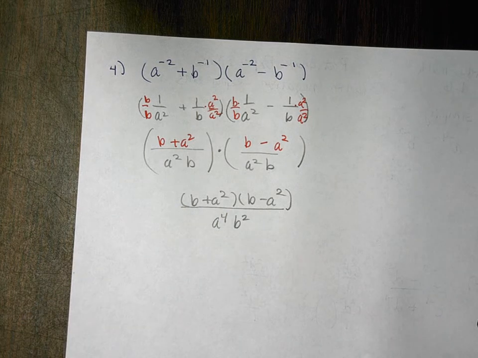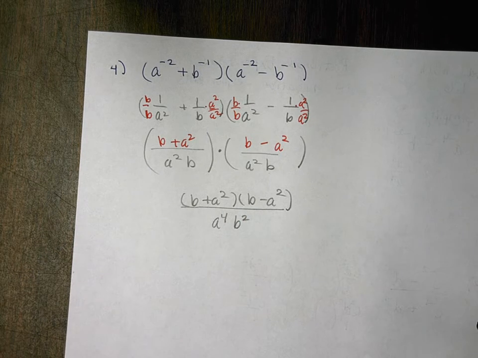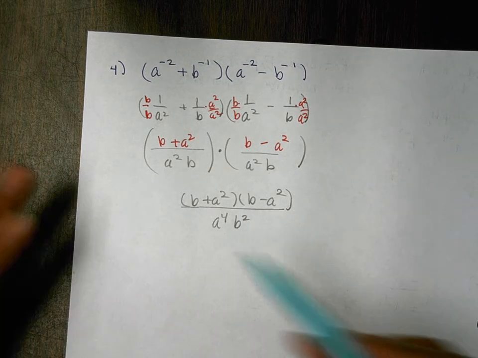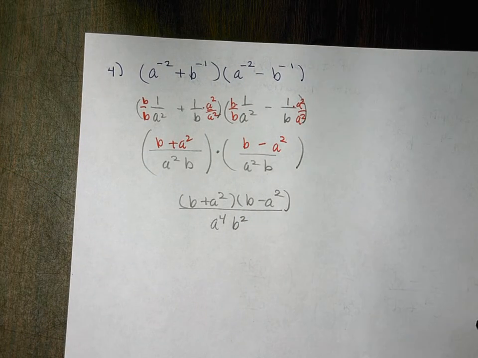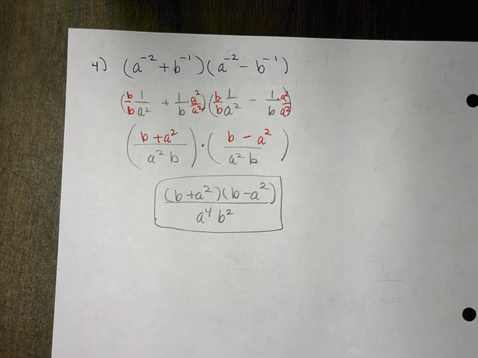There's nothing that reduces. If you wanted to double distribute that, you could. It's not necessary. That's it. Nothing reduces. There's nothing else I can do. This here is my final answer. And that is it for this lesson.